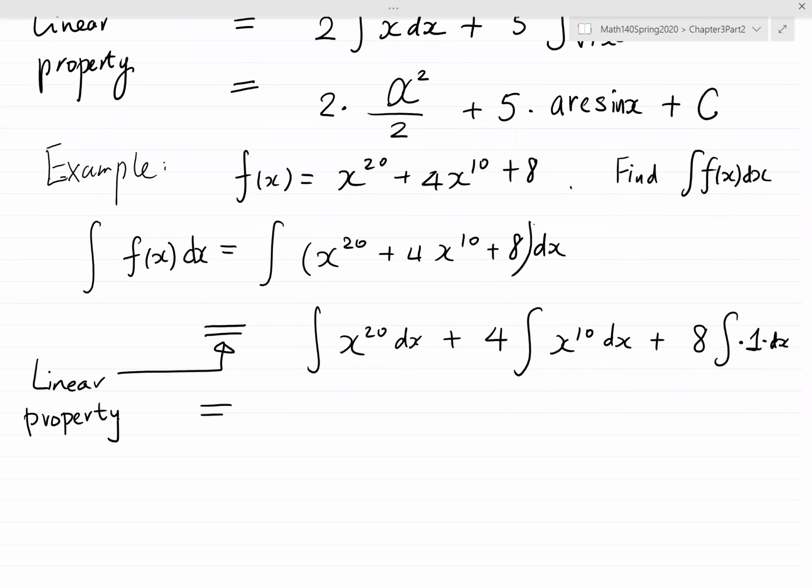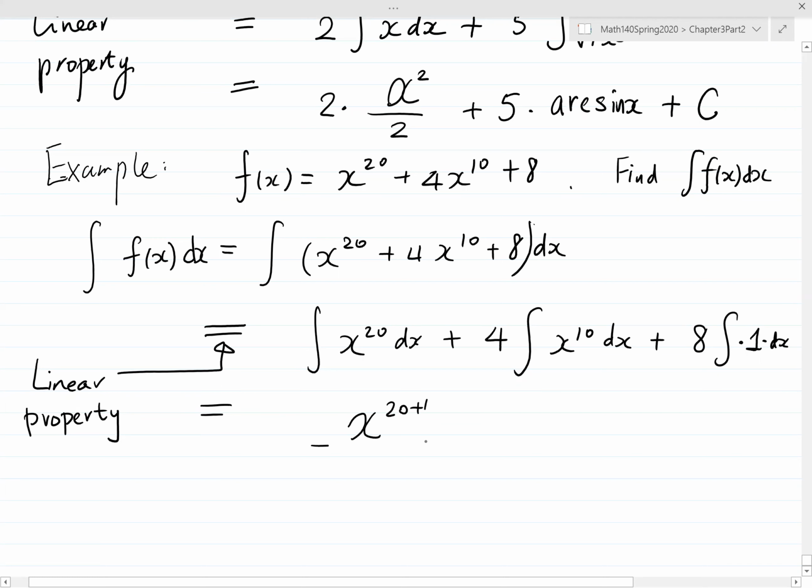Then we check the antiderivative of x to the power 20. This is a power of x, so we use the power rule. When we do a derivative, we factor out the exponent, and then the exponent decreases by 1. When we do the antiderivative, it's the inverse. We do not decrease the degree anymore, we increase the exponent by 1.